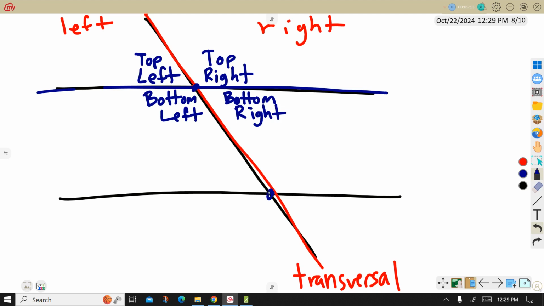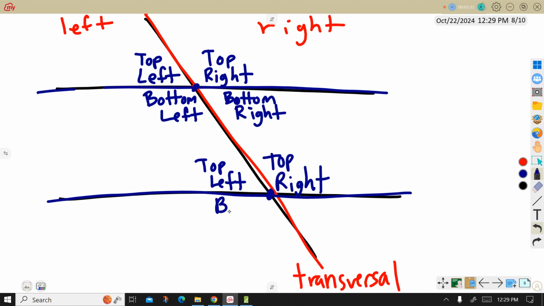Which one of these angles down here is on the top left? This one is on the top left also. It's on the left of the red line, but it's on top of the blue line. So this other one, we have the top right. And then we have the bottom left and the bottom right. Corresponding, again, means that they're in the same relative position. So the angles that have the same exact word written in them are corresponding.